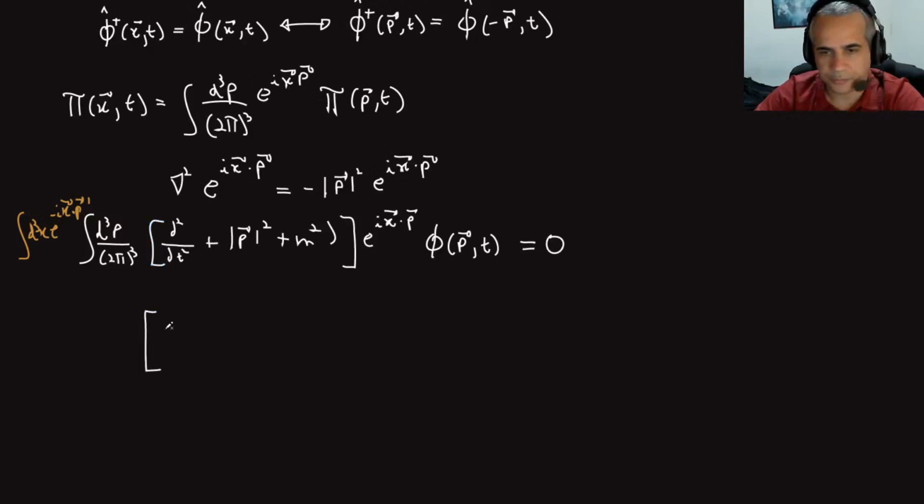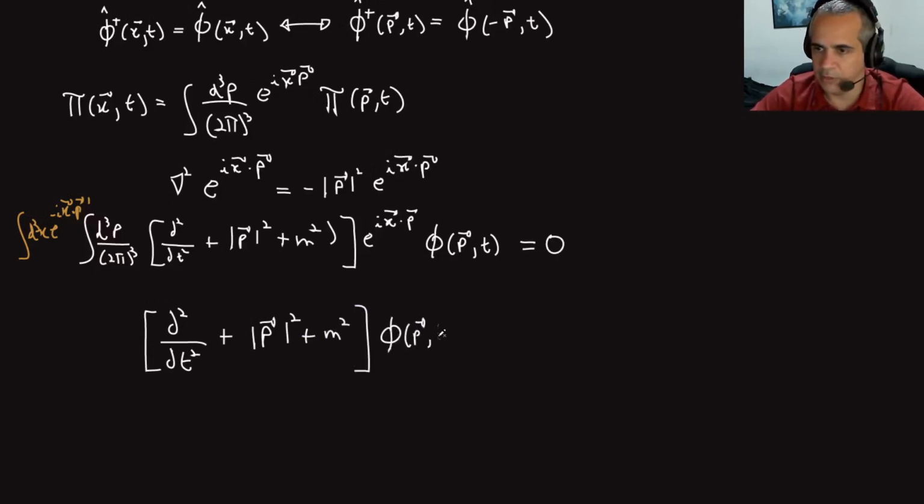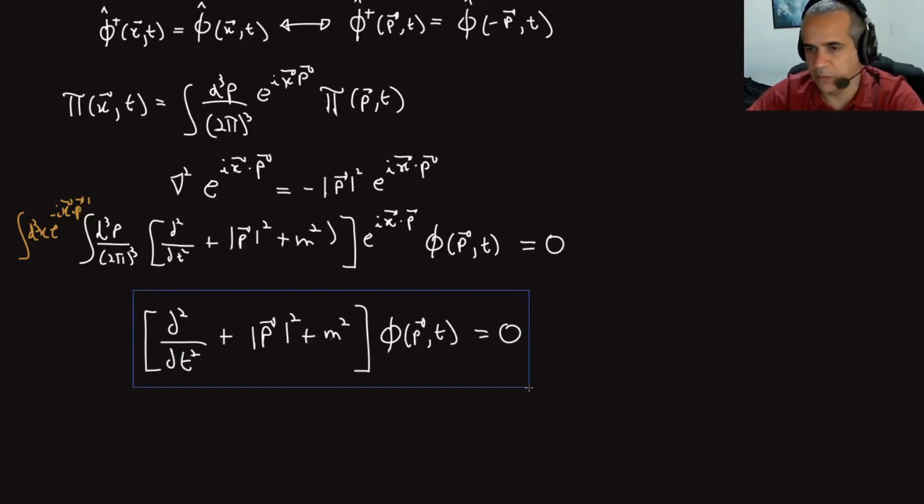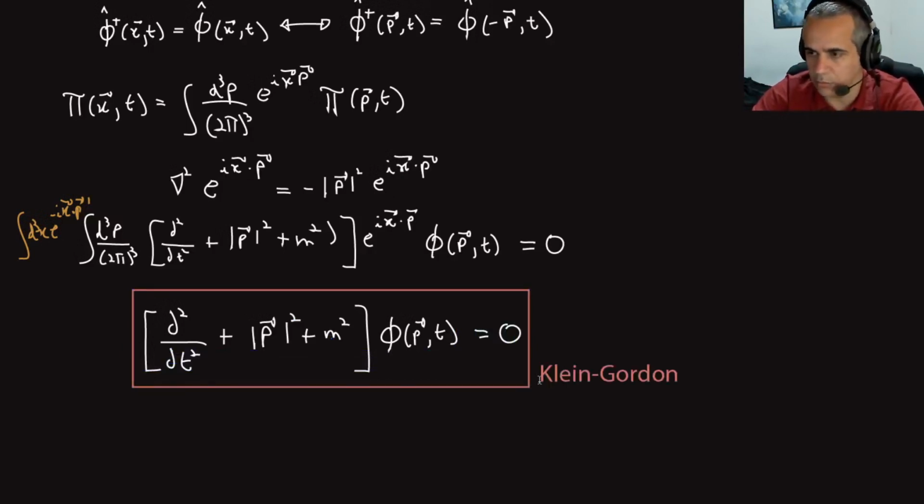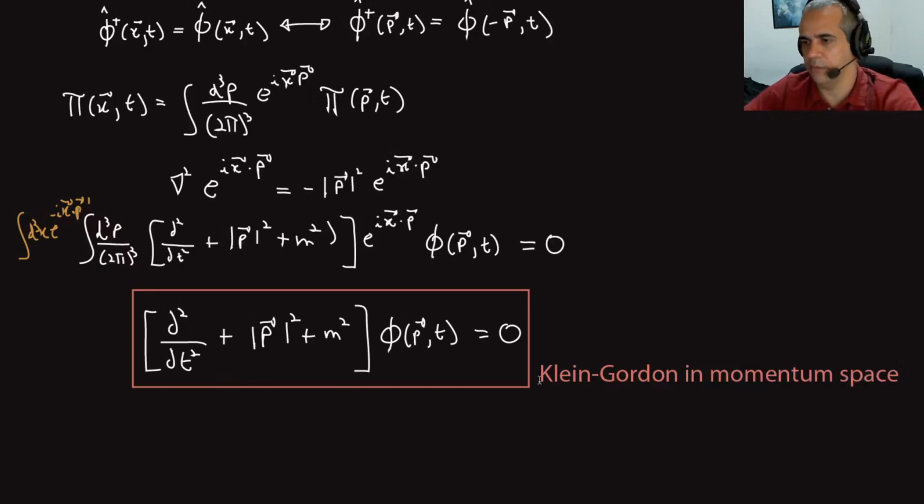This becomes ∂²/∂t² plus, it would be p prime, but I'm dropping the prime in the end, plus m², phi of p, t equal to 0, right? Which is what we call the Klein-Gordon equation in momentum space. Klein-Gordon in momentum space, right?